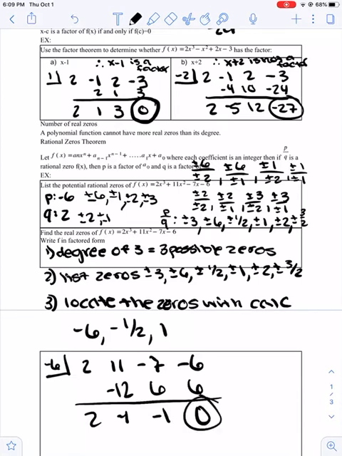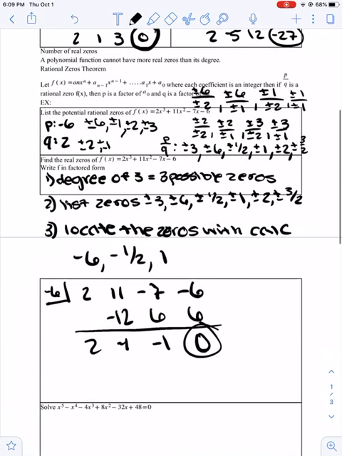We had a remainder of 0, so that means negative 6 is a 0 of this function. So we can go ahead and say that x plus 6, because remember it's the opposite, is one of those zeros. And then when we rewrite the other polynomial that we would multiply, you use these coefficients from the synthetic division and drop the highest degree.